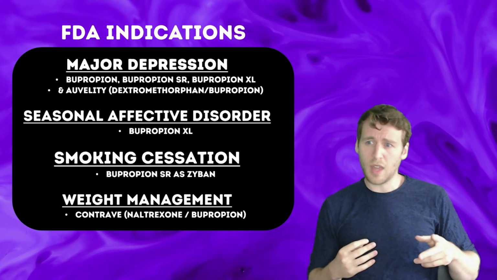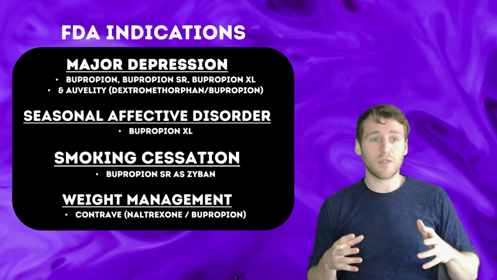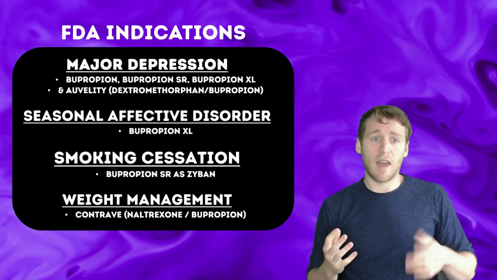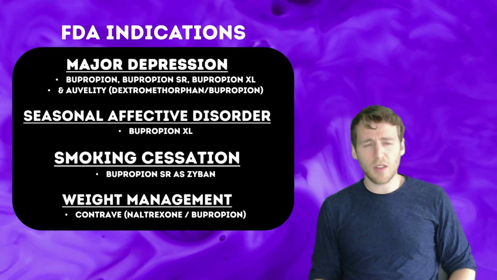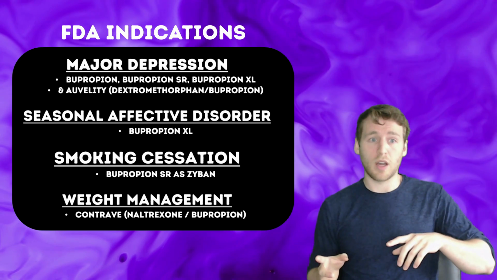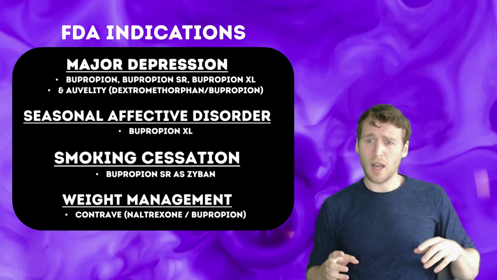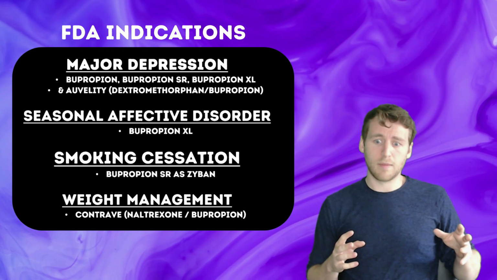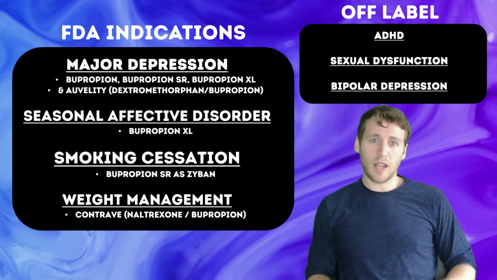Then there's two that when put in combination with another drug have an FDA indication. The first is Contrave. I don't know if I'm pronouncing that right. That's when it's combined with naltrexone, and that's used for weight management. The other one is Auvelity, when you combine bupropion and dextromethorphan. That indication is for major depression, and it's usually considered a little bit more rapid acting than the other antidepressants. And then it's used off-label for ADHD.